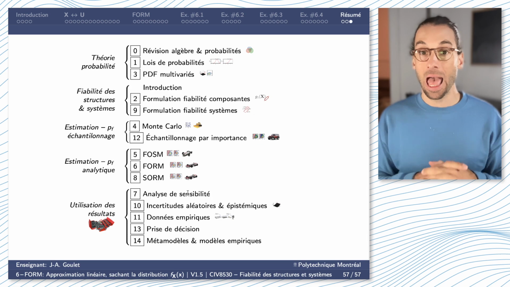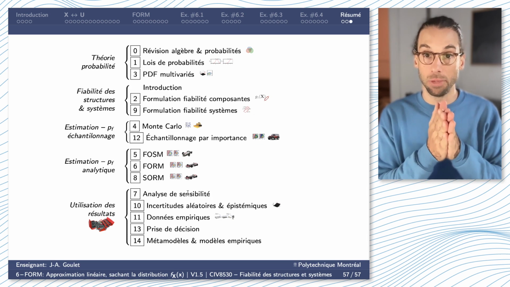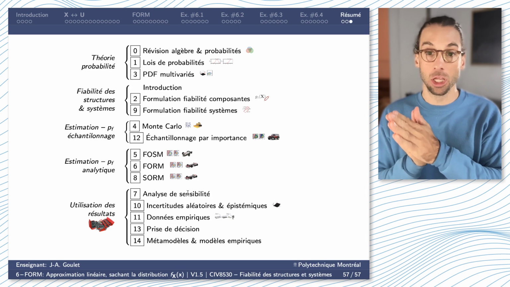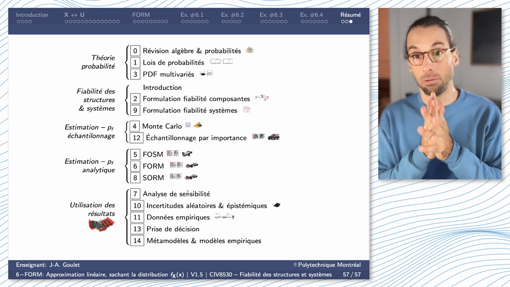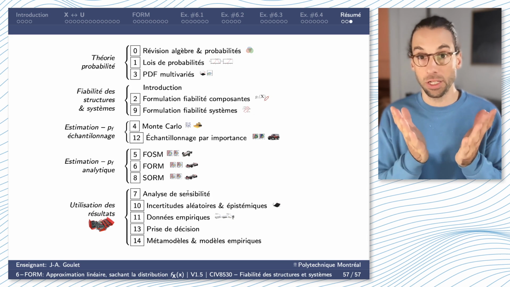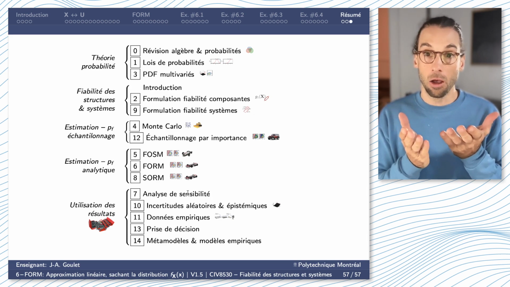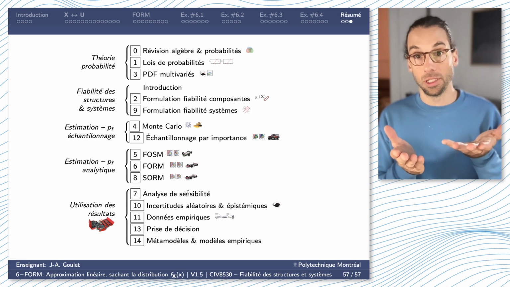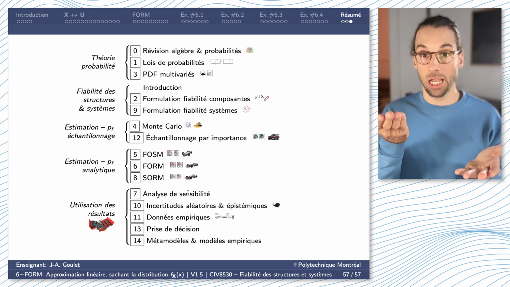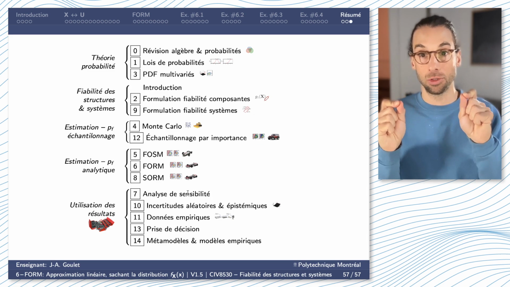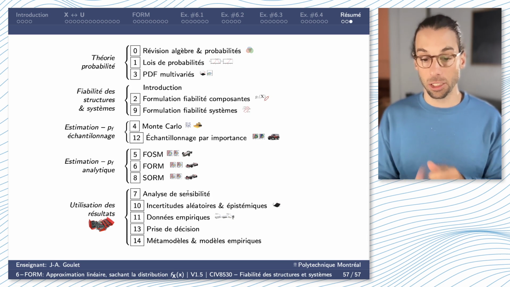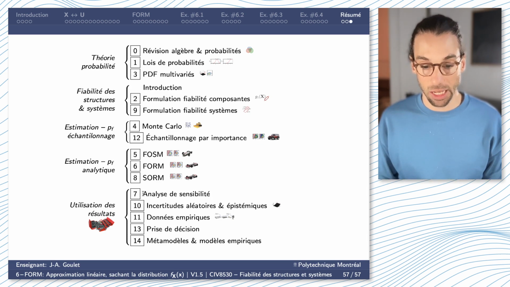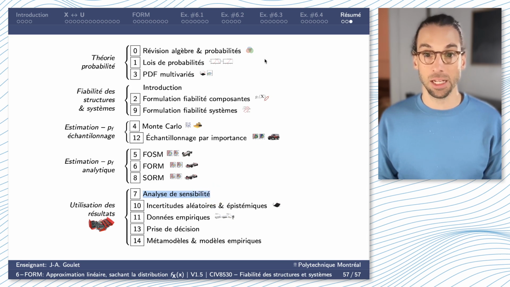We're going to see as well how we can use the formulation of the FORM method in order to calibrate the coefficients that are used in load factored design. So the partial safety factors are used to scale down the resistance or scale up the solicitation. How can we calibrate those partial safety factors to achieve a given reliability target? So this is what we're going to see in module 7, which is sensitivity analysis.